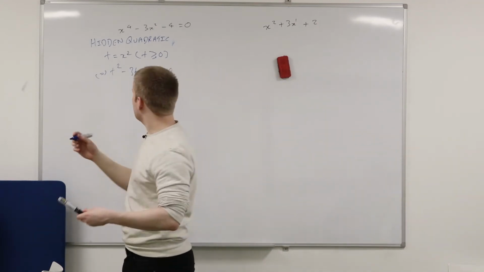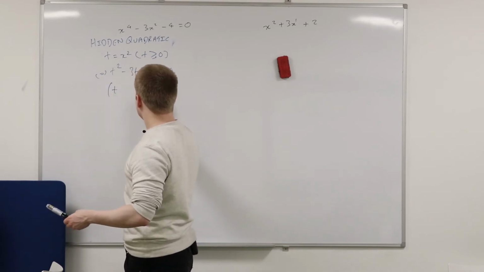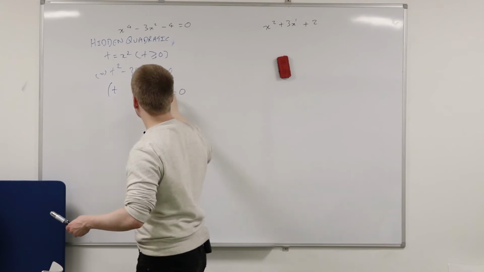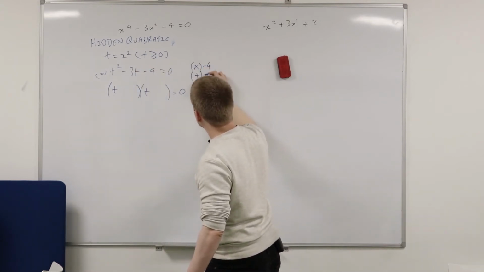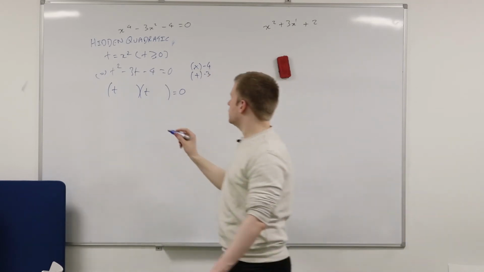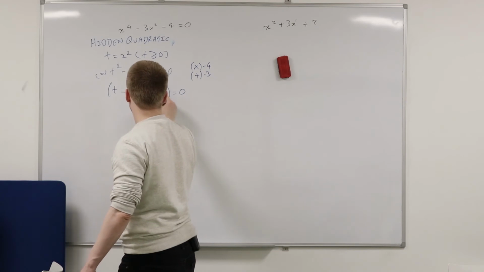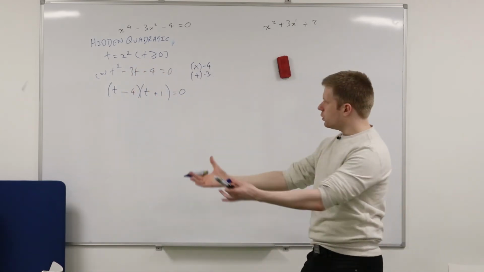(t minus 4)(t plus 1). Okay, so t here, t here. So you're looking for two numbers that multiply together to make negative 4 and which add together to make negative 3. What do we get? Negative 4 and positive 1. You happy with that? Okay, and then when you're at this stage, could you finish it off for me?